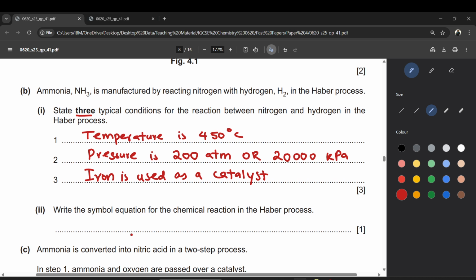So these are three conditions. Write the symbol equation for the chemical reaction in the Haber process. Now, the Haber process is a reversible reaction, so make sure that you don't forget this. Nitrogen plus hydrogen, this is a reversible reaction, and then you have ammonia.